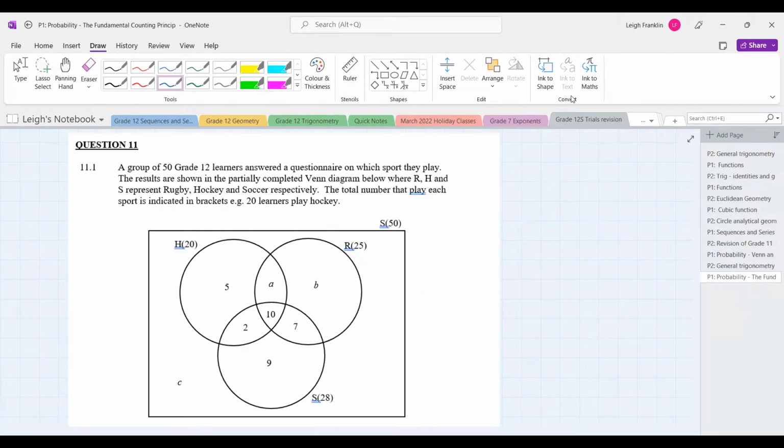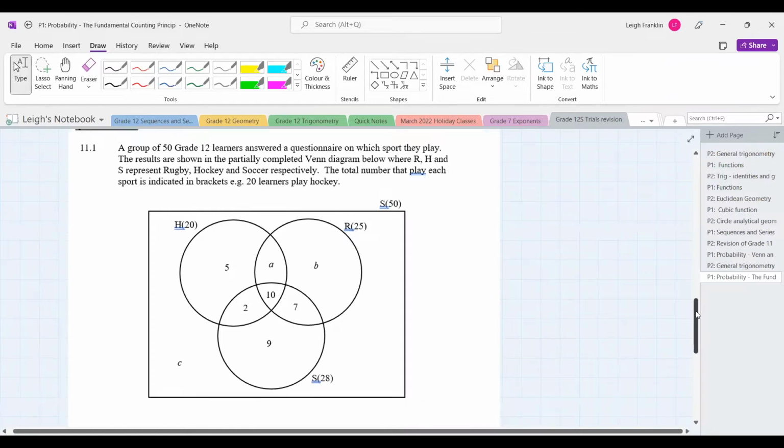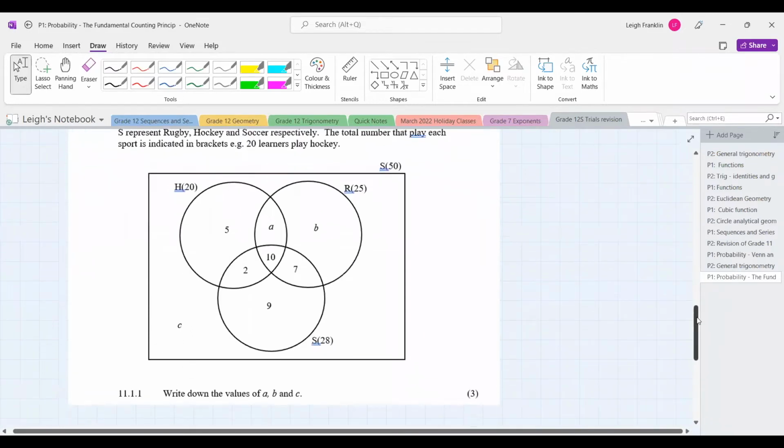In other words, 20 people play hockey, 25 people play rugby, and there are 28 people that play soccer. So the first thing that this question wants us to do, let me just scroll down a little bit here, is they want us to work out the values of A, B, and C. So how are we going to do that? How are we going to work out what A is, for example? What would we do? Anyone got any ideas?